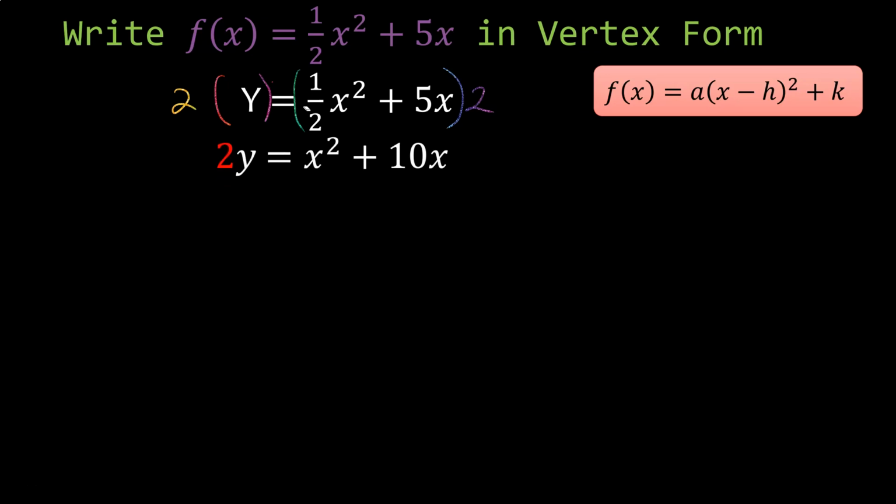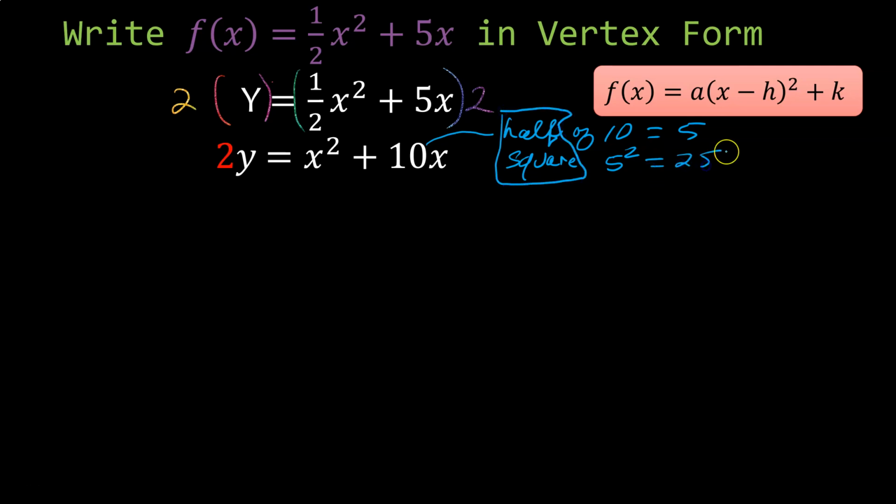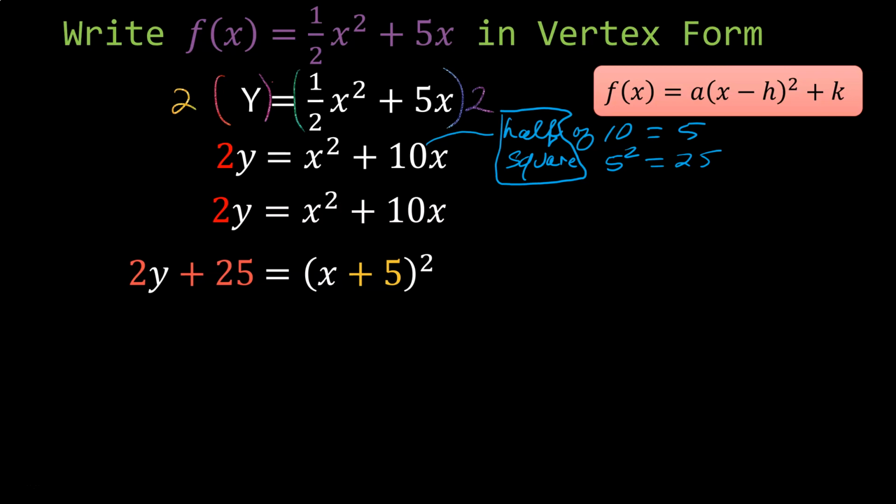I will have x squared plus 10x on the right, 2y on the left. Half of 10 is 5, and then 5 squared. It's half and square. Half, then square is 25. So the missing number is 25. We'll add 25 to both sides. We have a perfect square.